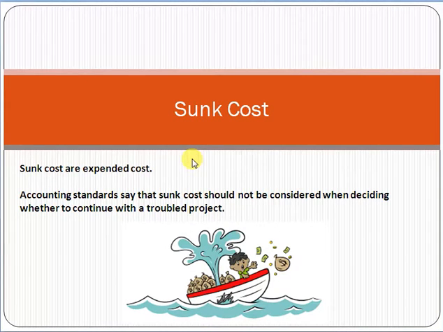Today we will discuss the topic sunk cost. Friend, let me tell you that this is a very easy topic to understand, and it is pertaining to project management or PMBOK, the Project Management Body of Knowledge.